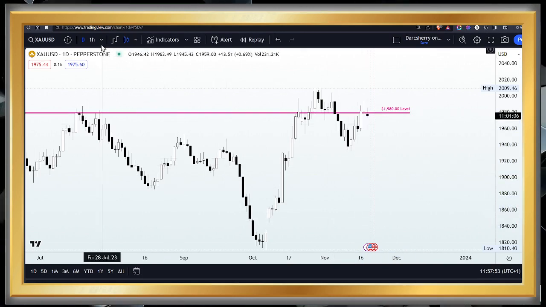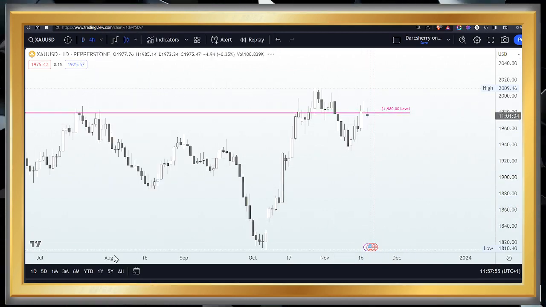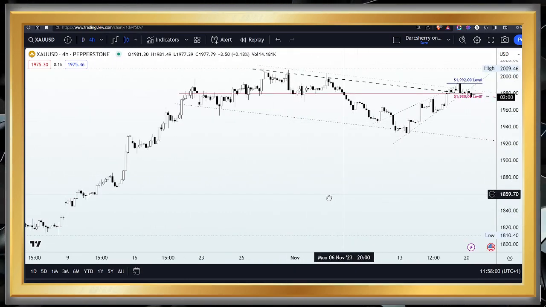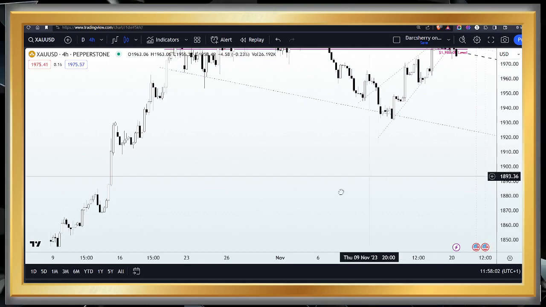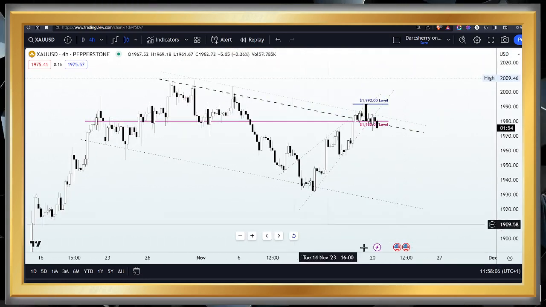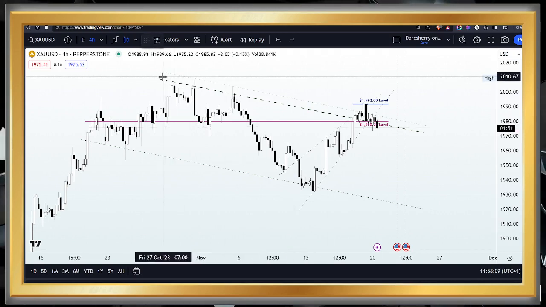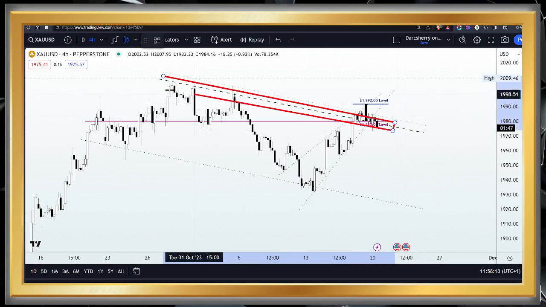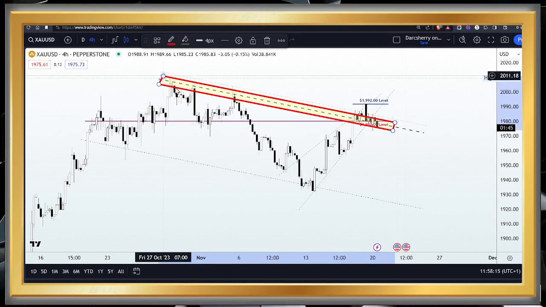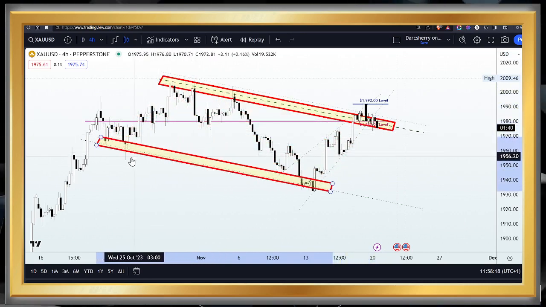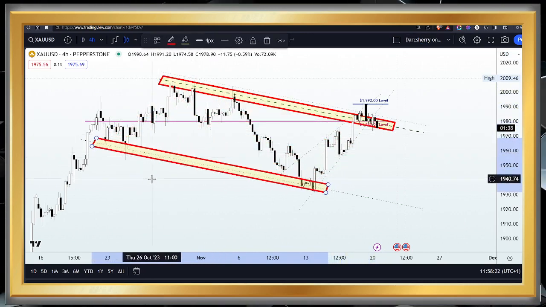Now, let's scale down into the 4 hours time frame where I was able to identify a trading setup. Look at the structure we have here on the 4 hours time frame. I was able to identify a descending channel after connecting the series of lower highs since the beginning of this month, as you will see here, giving us the resistance line of the descending channel. And then when we connect the series of lower lows, we have the support line of that descending channel.